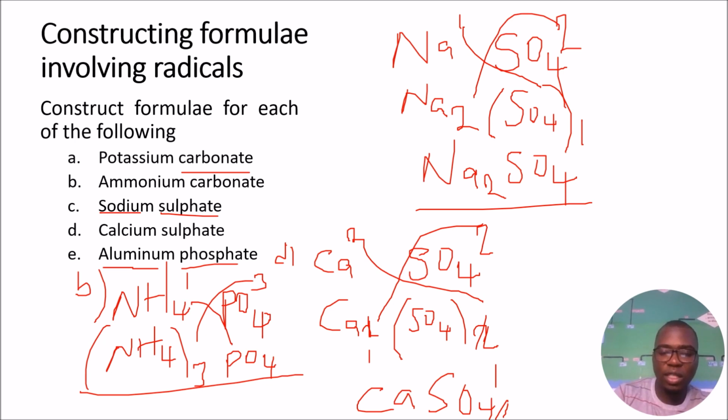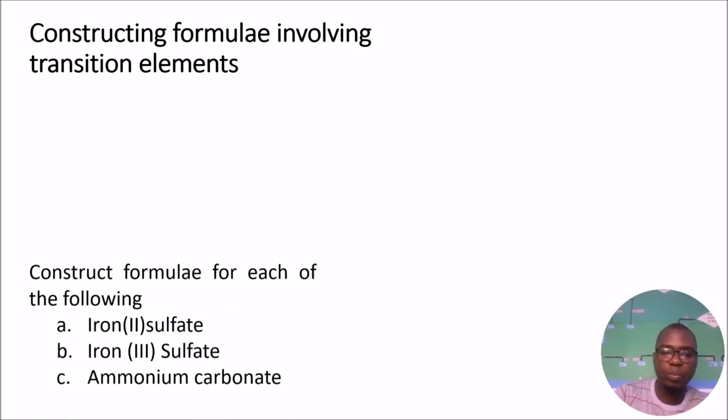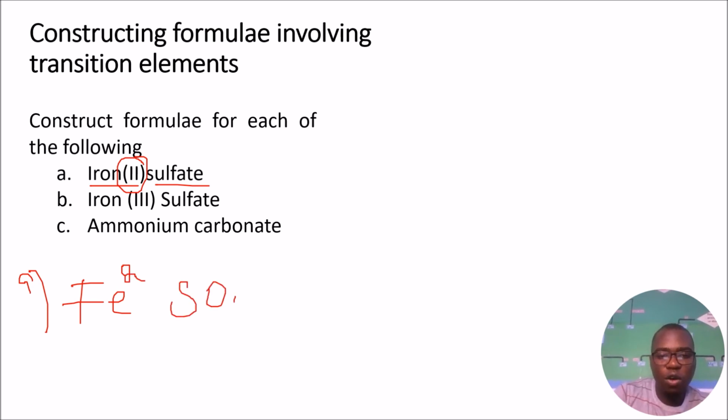Now, the last part of this episode is where we are trying to construct formulas involving transition elements, which is not that different from what you're doing. So let's look at the first one here. They are saying iron 2 sulfate. So we know we have iron and we have sulfate. So iron is going to be Fe. Now in this formula here, in the brackets, we have a Roman numeral 2, which means iron has a valence of 2. Then the sulfate, SO4, also is a radical with a valence of 2.